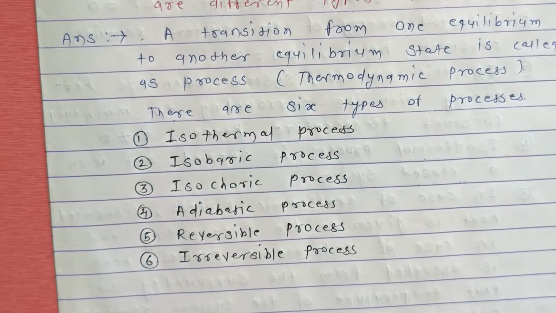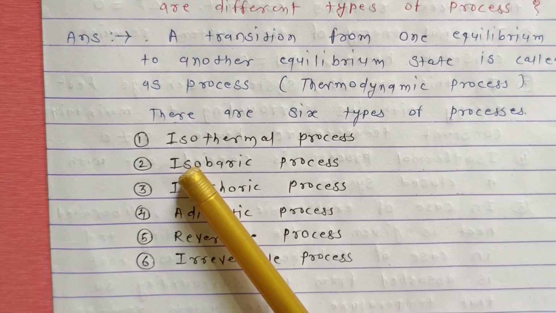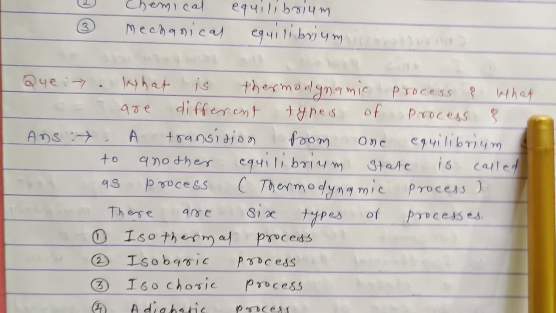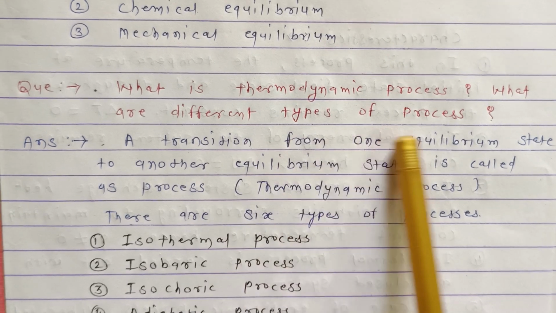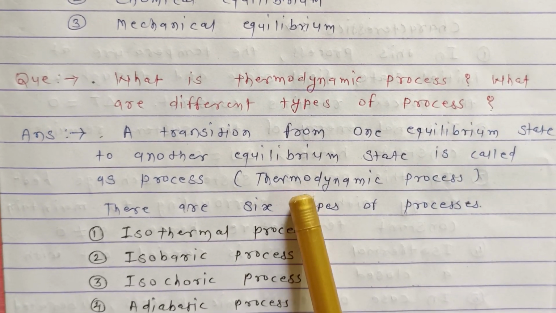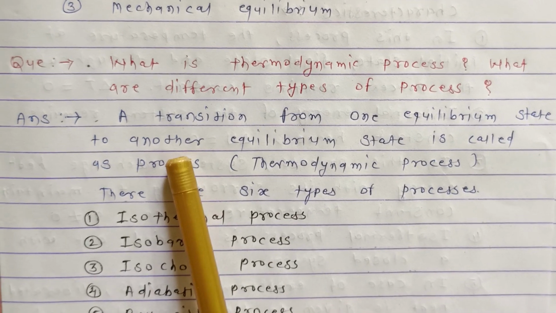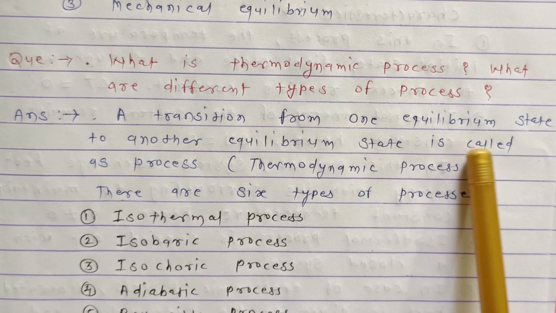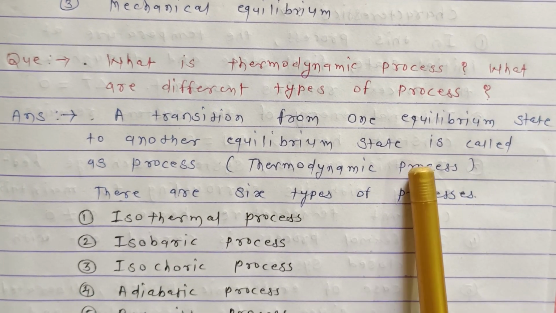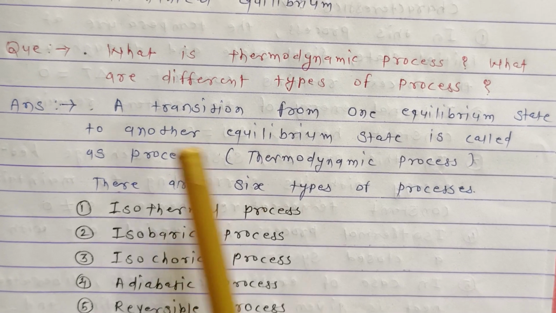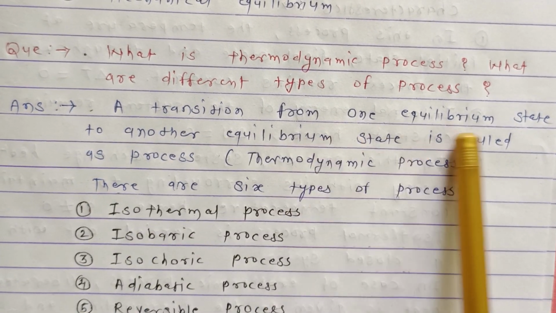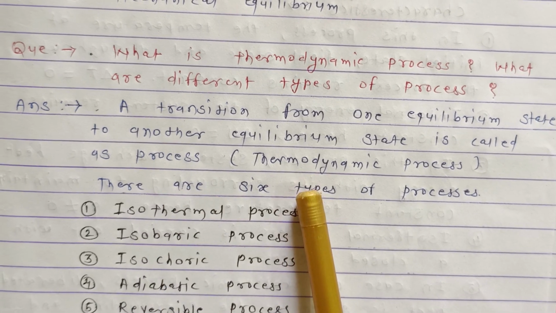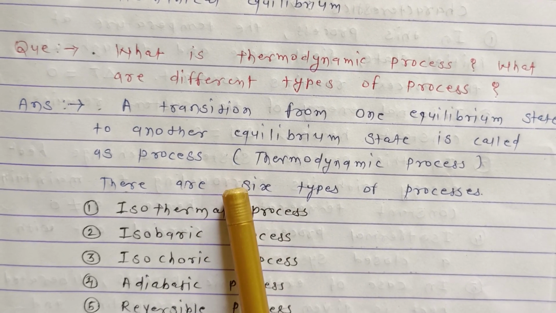After that, in the next portion we are going to discuss what a thermodynamic process is and what the different types of process are. Process is different and system is different. First of all, the definition of process: a transition from one equilibrium state to another equilibrium state is called a thermodynamic process.